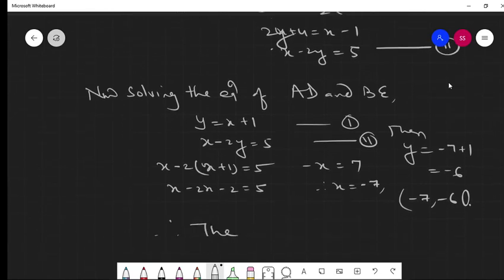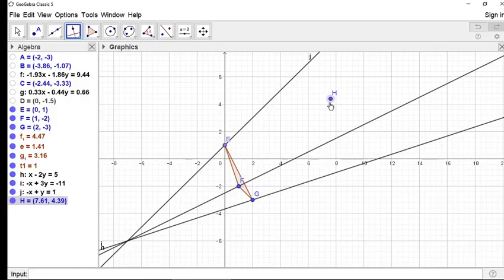Therefore the orthocenter of the triangle is minus 7 comma minus 6. In this way we find the orthocenter of the given triangle.